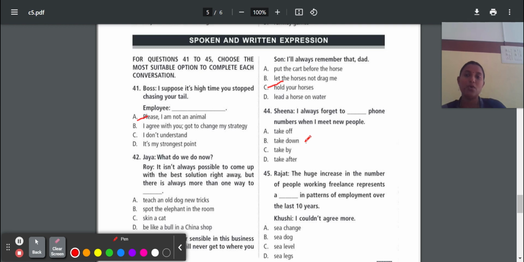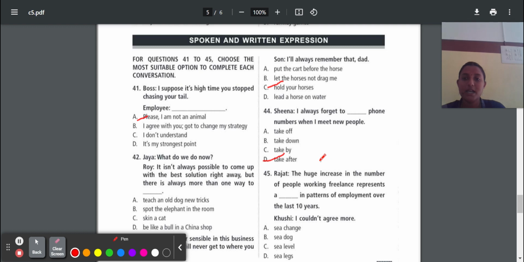Question number 44. Sheena: I always forget to dash phone numbers when I meet new people. Option A, take off. Option B, take down. Option C, take by. Option D, take after. Answer for the question 44 is option D, take after.